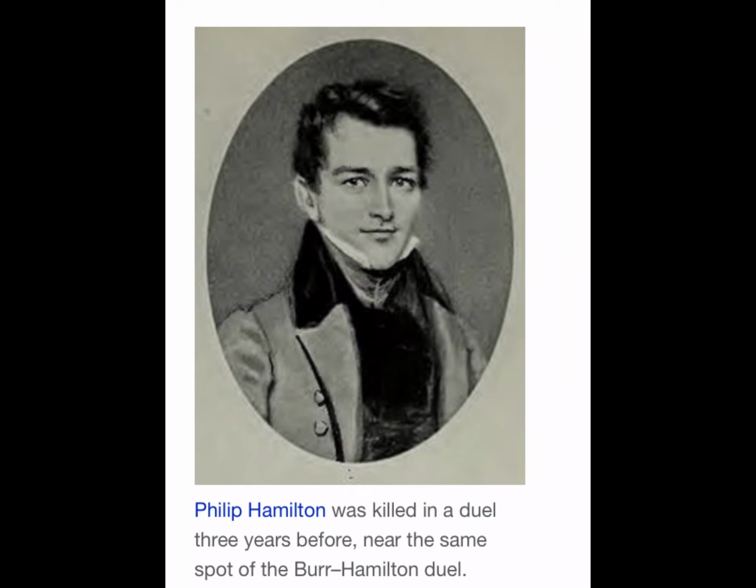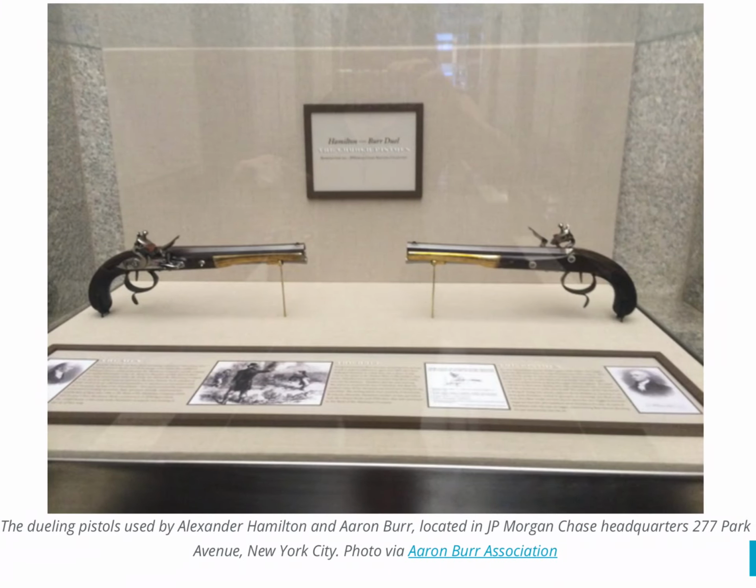Now, this is Philip Hamilton, who was one of Alexander Hamilton's sons, and in 1801, notice the date, 1801, he was in a duel in Weehawken, New Jersey, defending his father's honor, and he was killed in that duel. Now, these are the pistols that were used in that duel. So now we're in 1804, and since Hamilton is the one who was being challenged, so to speak, he gets the choice of weapons, and he picks the same pistols that were used in his son's duel, and one of those two pistols kills Alexander Hamilton.